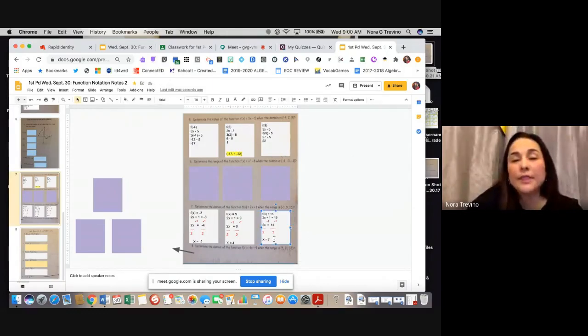So don't forget the final way they want you to write your answers. They want you to just list them the way they did. So parentheses, -2, 4, and 7. Those were our inputs that we found.